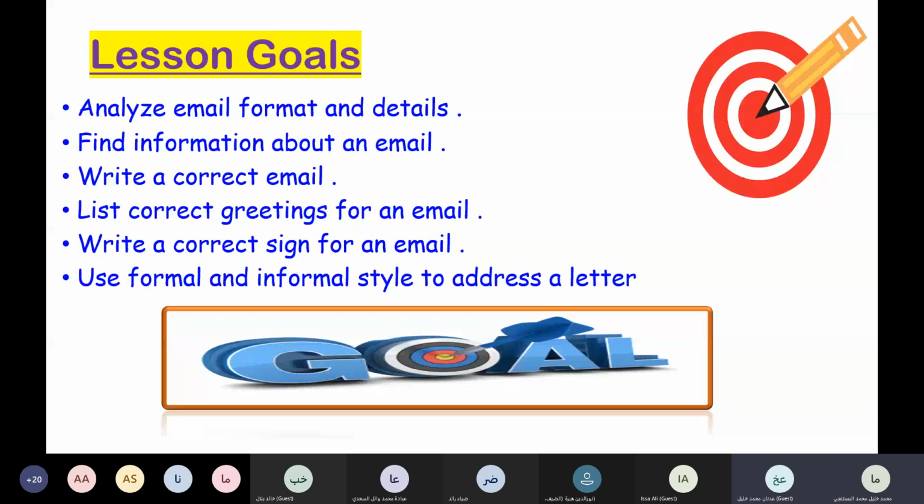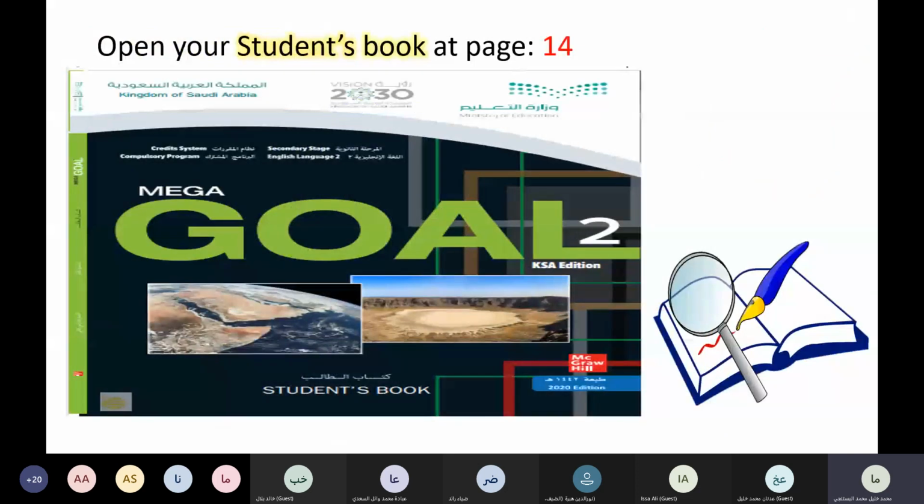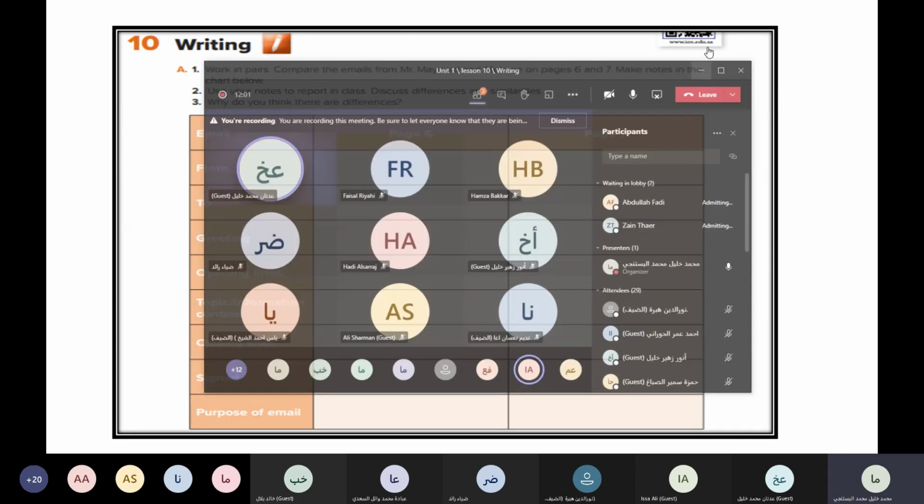Good. So here in general, we are going to know how we can write emails, whether these emails are formal or informal, to a friend or, for example, to business people. Look here. Look at your books on page 14. Here we have a chart. Together we are going to fill the chart with the information according to the emails on pages 6 and 7.